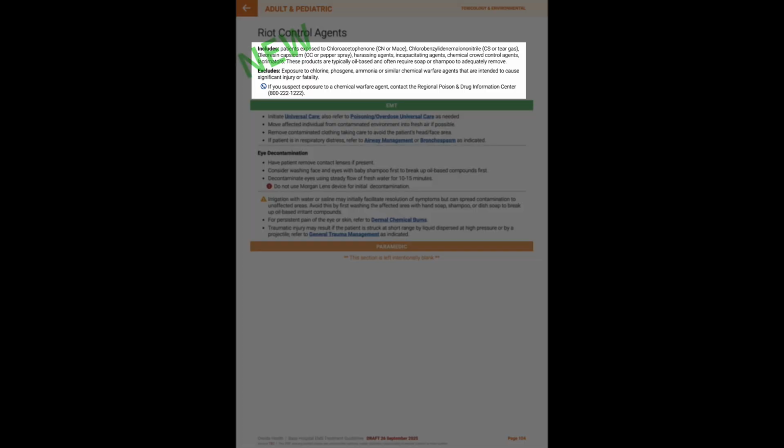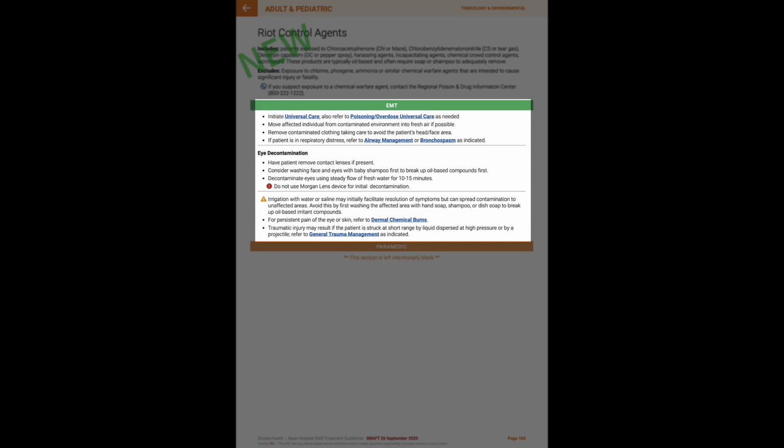The guideline applies to agents such as CN, CS, or OC, commonly known as mace, tear gas, and pepper spray. These are classified as harassing or incapacitating agents and should not be confused with more dangerous chemical warfare agents like chlorine, ammonia, or phosgene gas. Now, if you suspect exposure to a substance intended to cause serious injury or death, make sure you are contacting the Regional Poison and Drug Information Center.